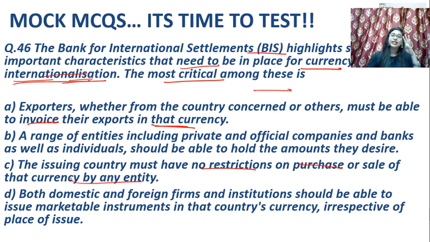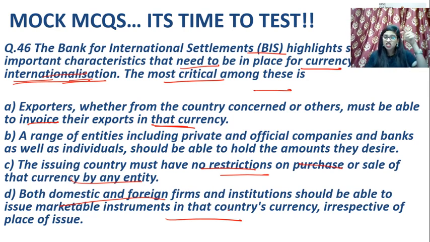And the fourth critical feature is that both domestic and foreign firms and institutions should be able to issue marketable instruments in that particular country's currency, whichever country is issuing, irrespective of place of issue. No matter in which place you issue, they should be able to issue marketable instruments in that country's currency, irrespective of the place of issue. Think and give the answers.